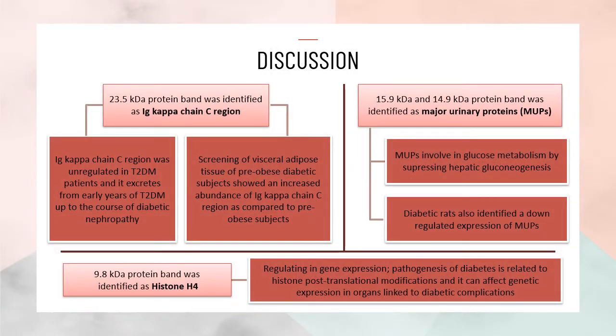As shown in the previous slides, the 23.5 kilodalton protein is the Ig kappa chain protein, and this protein was found to be upregulated in type 2 diabetes mellitus, and it is excreted from the early years of T2DM up to the onset of diabetic nephropathy. And screening of visceral adipose tissues of pre-obese diabetic subjects showed an increased abundance of this protein compared to the pre-obese subjects.